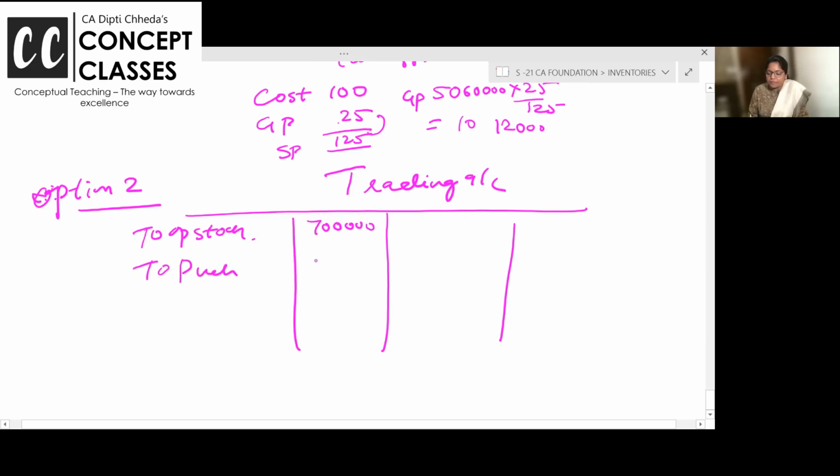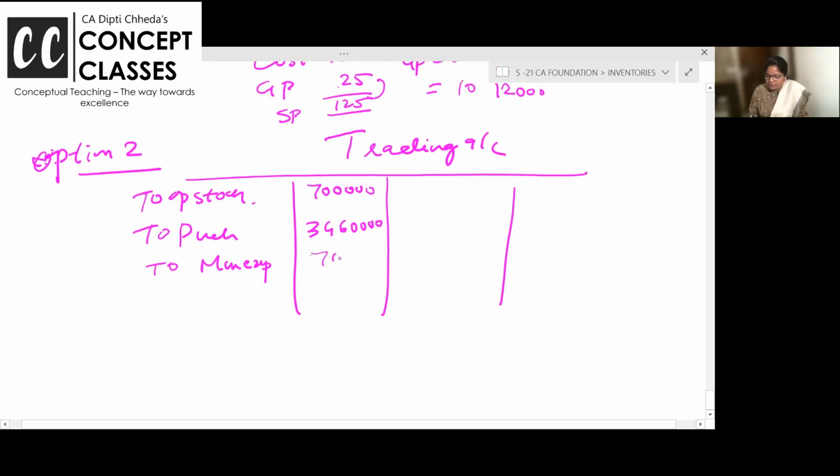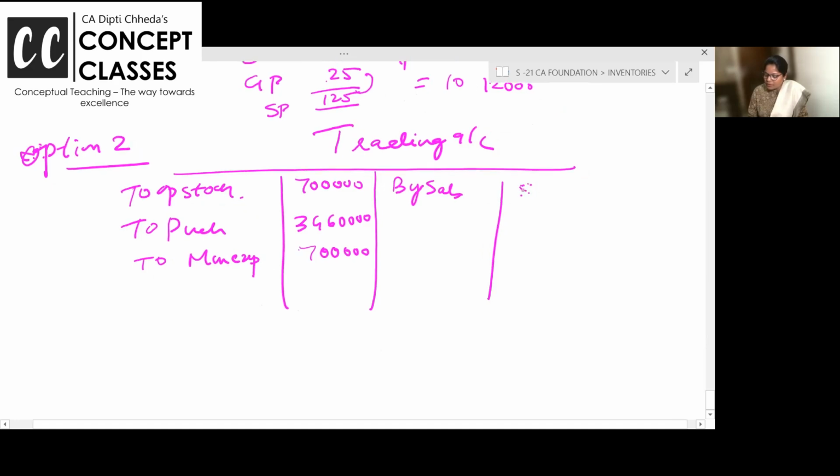Purchases total 34,60,000. Manufacturing expenses total 7 lakh. Sales 5220. I hope you all are able to take up just the total figures from the problem. Nothing else. Opening, purchases, manufacturing expenses and sales.